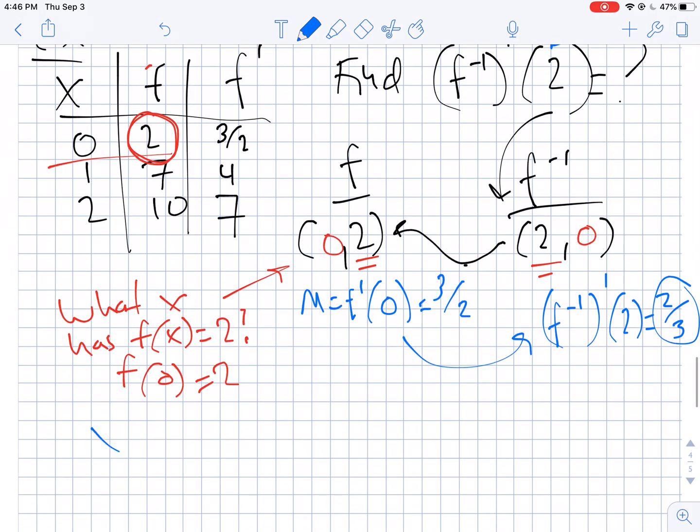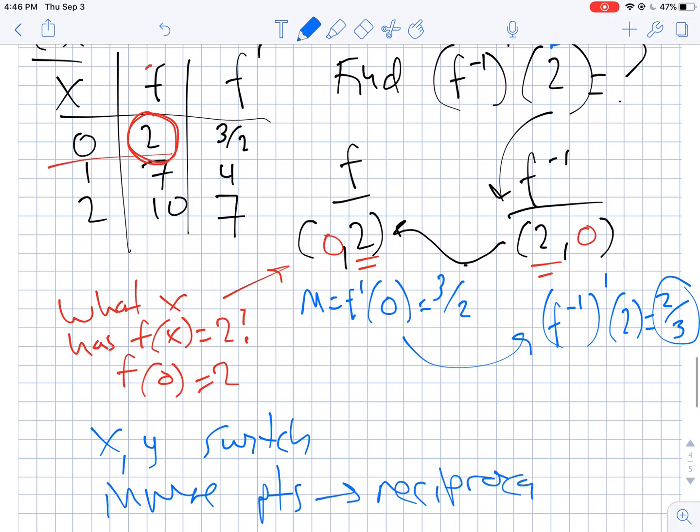So all this comes down to is the x and the y switch, and then these inverse points have reciprocal slopes. Those are the 2 key things you need to keep in mind as you attack these problems.